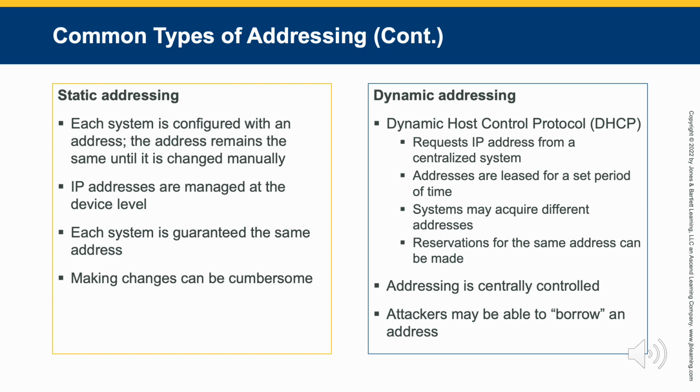Dynamic addressing is quite the opposite. It uses Dynamic Host Configuration Protocol. Systems request an IP address from a centralized system. Addresses are leased for a set period of time. Systems may acquire different addresses. Reservations for the same address can be made. Addressing is centrally controlled, and attackers may be able to borrow an IP address.